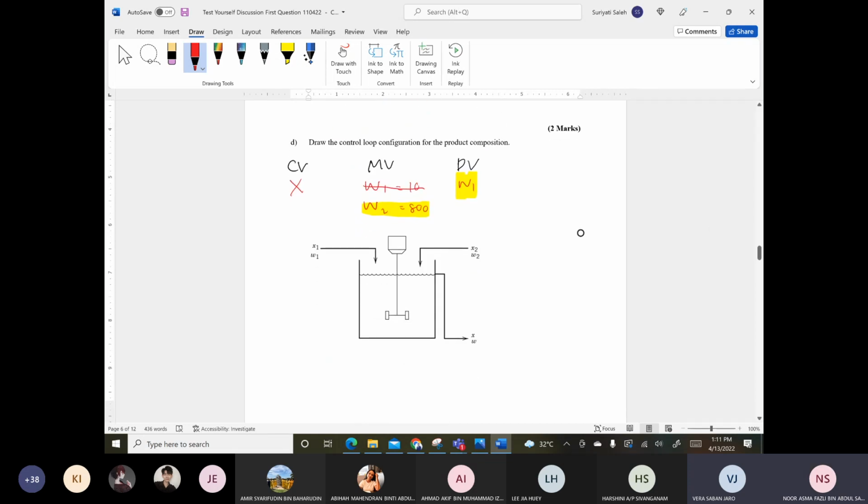Then for this part, either you can start from the inside line and then we have the CT, where the CT stands for the composition transmitter. C stands for the composition.